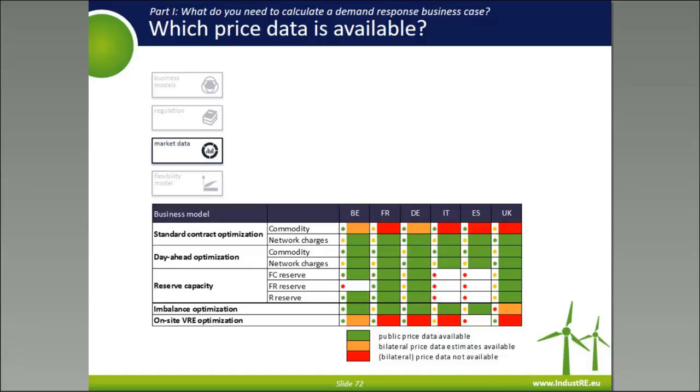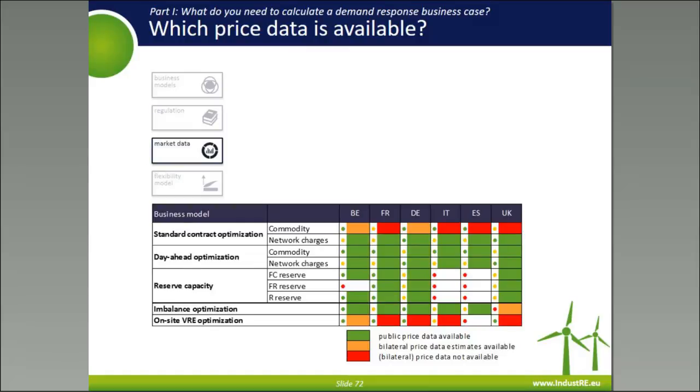Then you have the red ones. The red ones are quite often important when you calculate a business case, but they're typically hidden behind bilateral contracts. Let me take the example of the variable renewable business case. You can buy electricity directly from a wind turbine, but you're never going to find on a website for what price. It's just bilaterally negotiated between the wind turbine investor and the industry who buys the electricity.